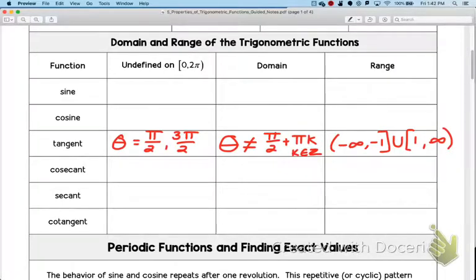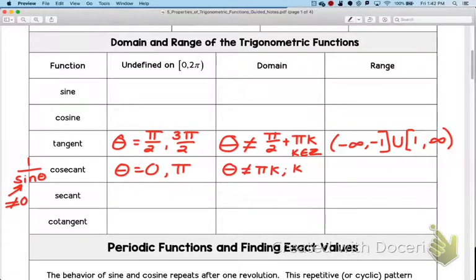All right, then cosecant, remember, is the reciprocal of sine. So reciprocal of sine, 1 over sine of theta. So now I have to think about where my sine of theta is equal to 0, because I cannot let it be equal to 0. And that's going to be at 0 and pi on my x-axis. So how do we write that out? Theta cannot equal pi k, where k is an element of the integers. And my range here again is going to be negative infinity to negative 1, union 1 to infinity.